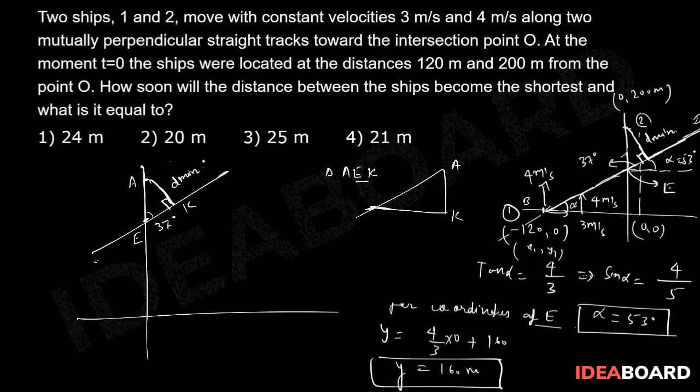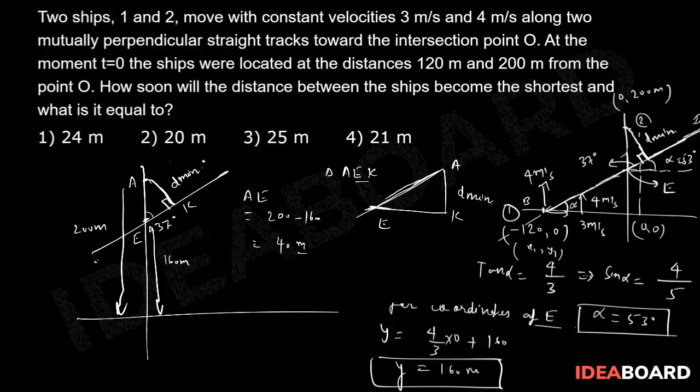So in triangle AEK, if you see the triangle AEK a little bit like this, this is AKE, where AK is d minimum. Obviously this is AE. So clearly the value of AE can be obtained simply. This length is 200 and this length is obtained as 160 meters. So AE will be 200 minus 160, that means simply 40 meters. So this one is 40.